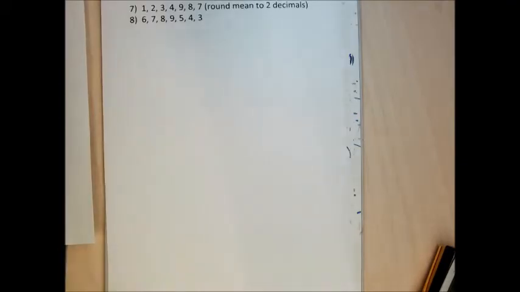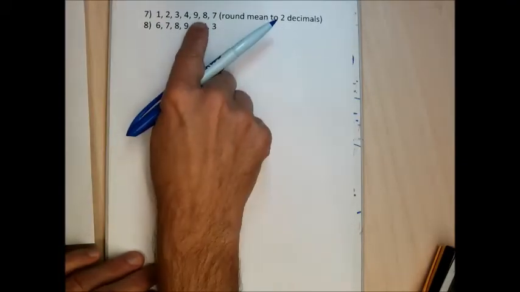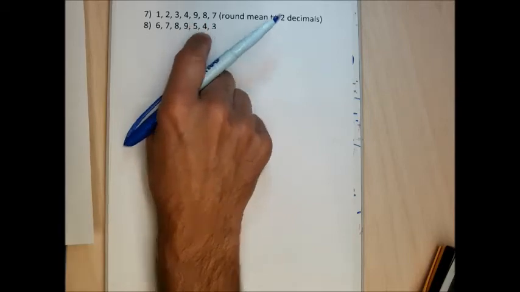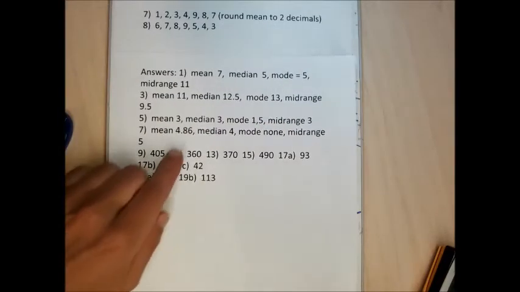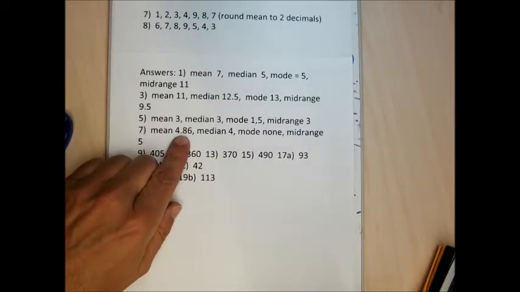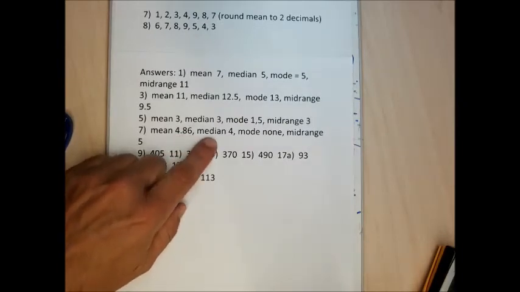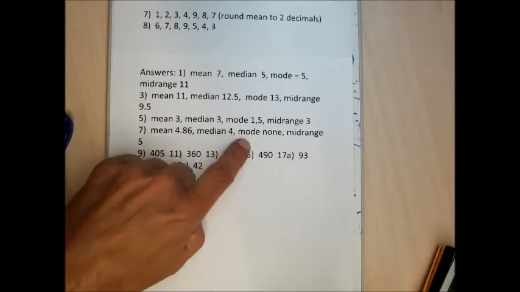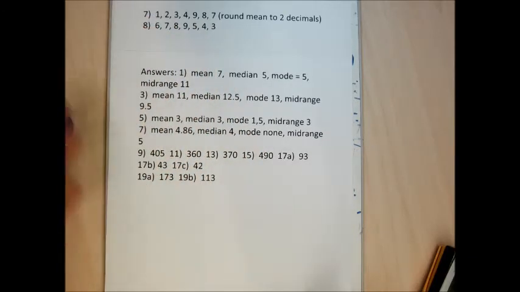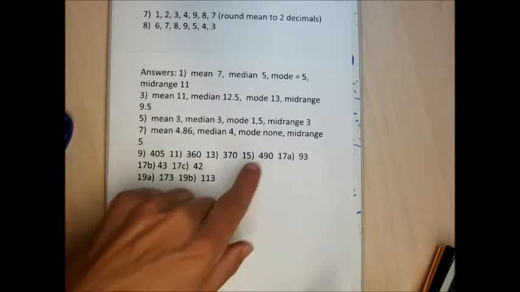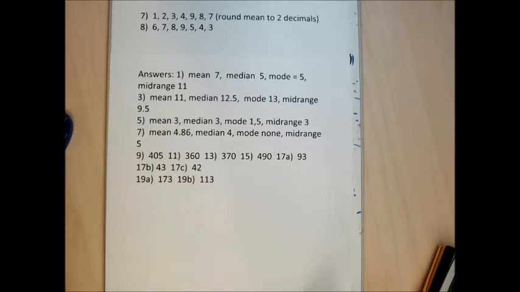I'll let you do 7. I won't even do 8. I think you're probably getting tired of watching me do this, so this shouldn't take that long to do. Just in case you want to check your answers, it says round the mean to 2 decimals. For number 7, I come up with a mean of 4.86, a median of 4, a mode. I'd said there was no mode because there's no number that occurred more than once. They all occurred once. I just call that no mode. And it gave me, for number 7, the mid-range is 5.